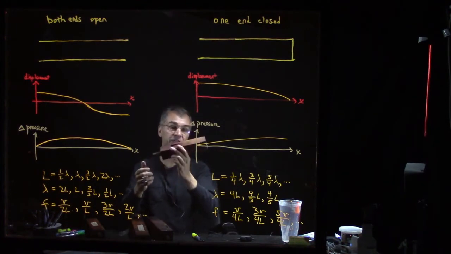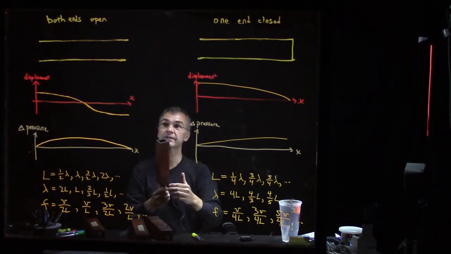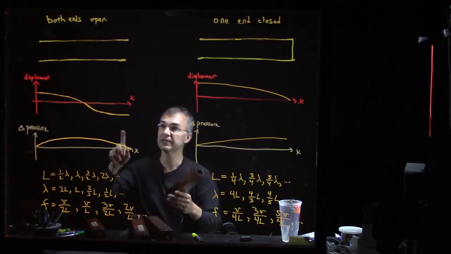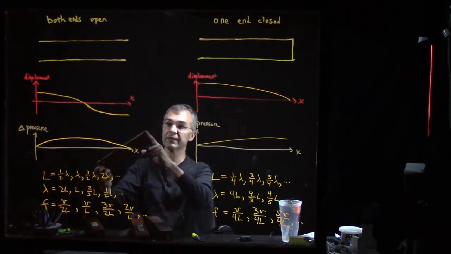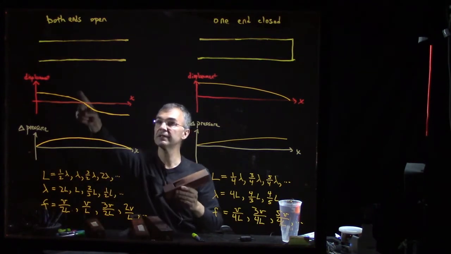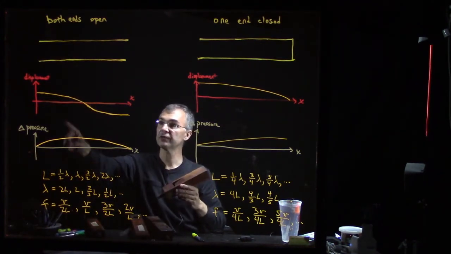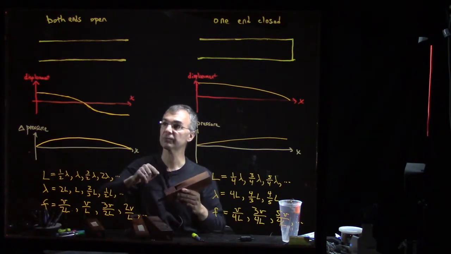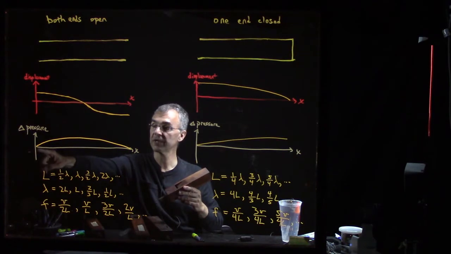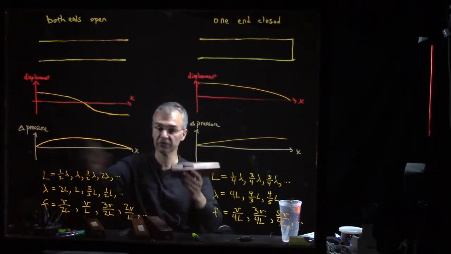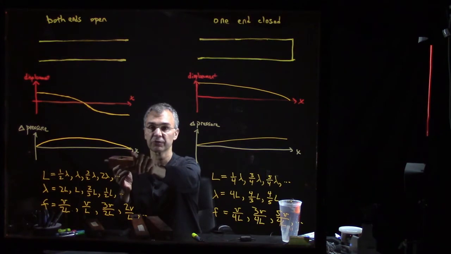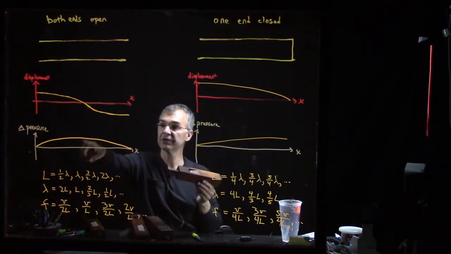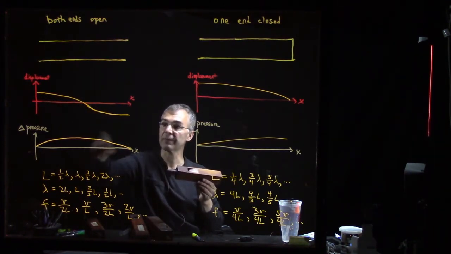In this case, the pattern is similar to what you get with a string, except that it's kind of the opposite, in that the displacement can be maximum on the end I'm blowing at, and the displacement can be maximum on the open end. But then 90 degrees out of phase with the displacement pattern is the change in pressure pattern. The change in pressure with respect to atmospheric is zero at the end here. So we just get atmospheric pressure here. And at the other open end, the change in pressure with respect to atmospheric pressure is zero. But you can have a maximum pressure excursion here in the middle where the displacement is changing most rapidly.